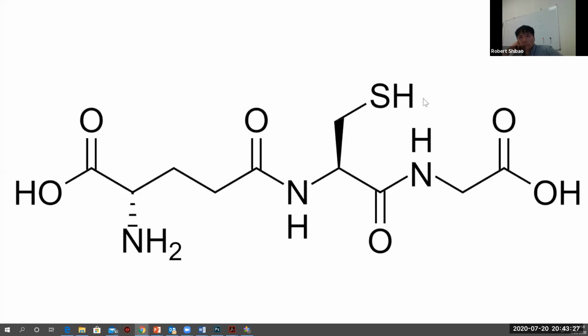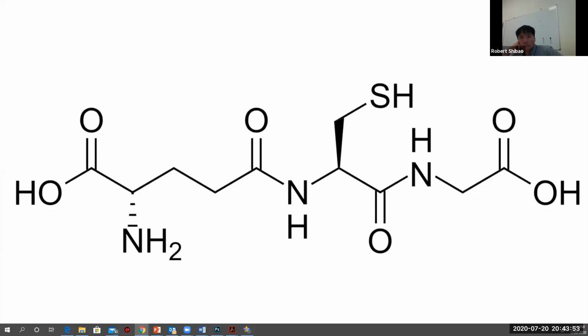This is really important because this SH can also bond with another form of this molecule. And instead of having an S bound to an H, it can bind to another S. That would be the oxidized form. Here, this is in the reduced form. There's a hydrogen bound to this sulfur group. This sulfur group can bind to another sulfur group, and that would be the oxidized form.